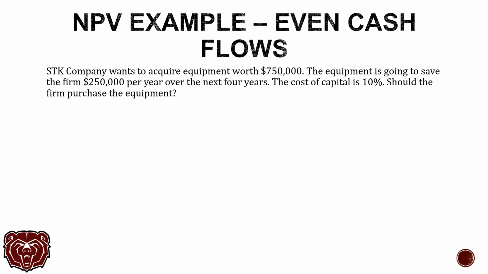So let's say STK company wants to acquire equipment worth $750,000. The equipment is going to save the firm $250,000 per year over the next 4 years. That's an inflow of cash, okay? The cost of capital is 10%. Should the firm purchase this equipment?